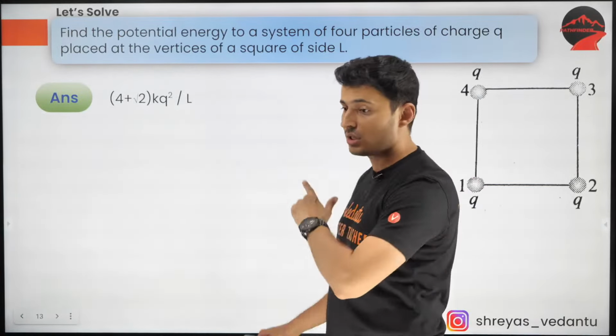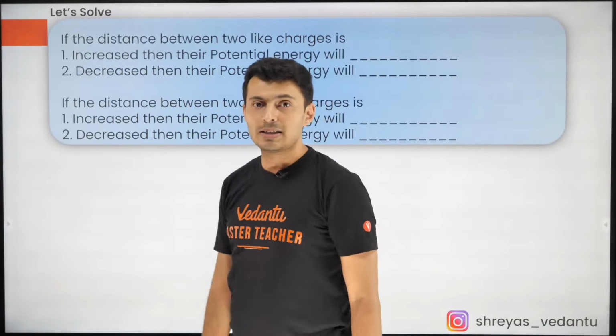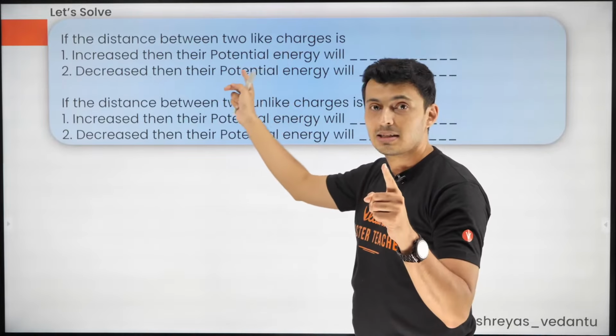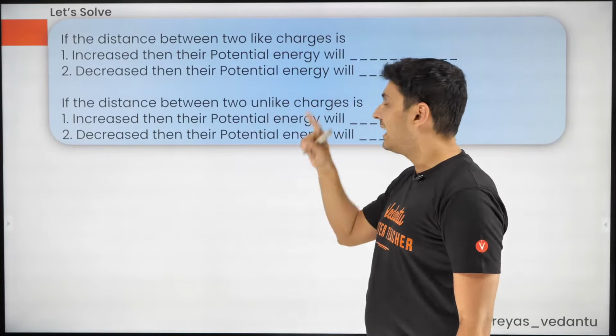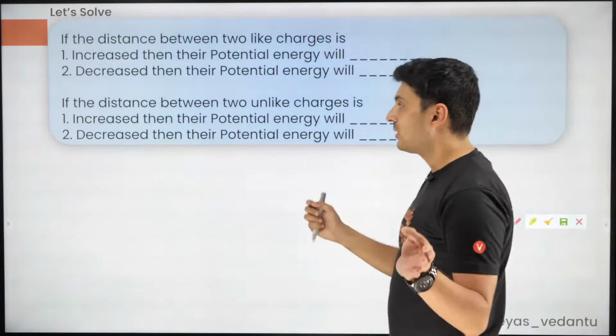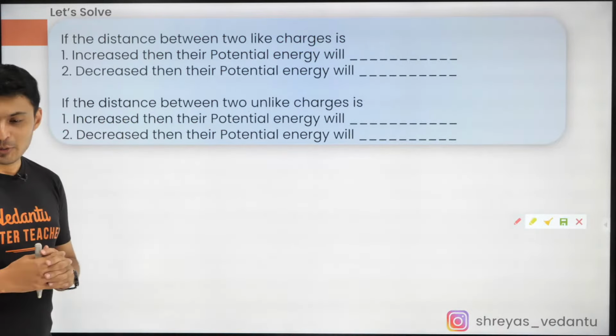Get ready for the next question coming up on your screen. Beautiful question. All 4 possible scenarios. First time you have 2 like charges, that means both positive or both negative. Second time you have unlike charges. So just think about what will happen to their potential energy. The question is, what will be the potential energy?